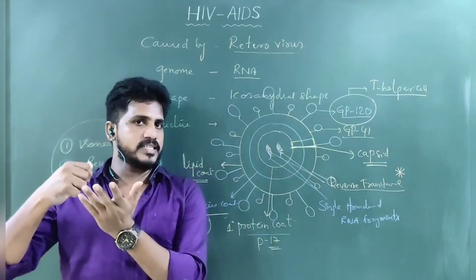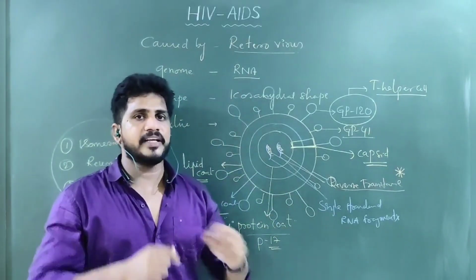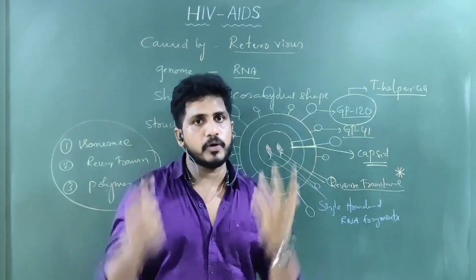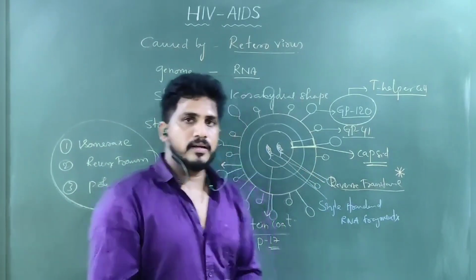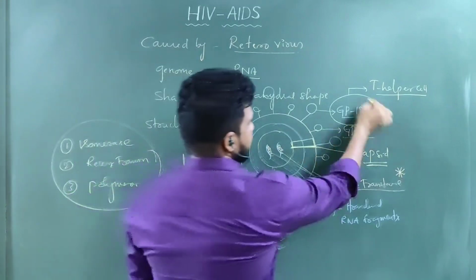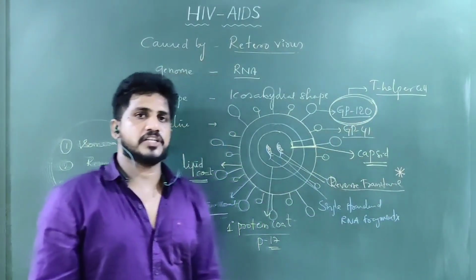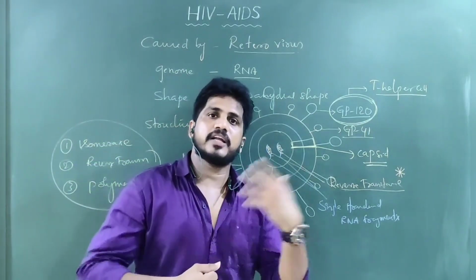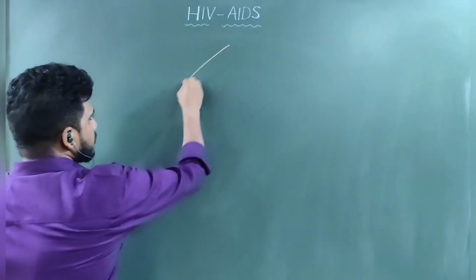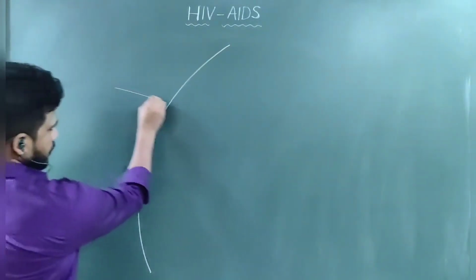Then B lymphocyte immunity, humoral immunity, and T lymphocyte immunity, cell-mediated immunity, both will collapse. Then ultimately immune system deficiency starts. So the most dangerous thing is GP120 in the AIDS virus. So this is the basic data. Let me continue the topic with infection.